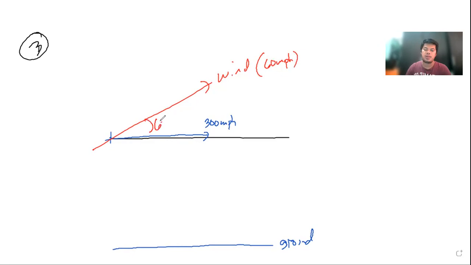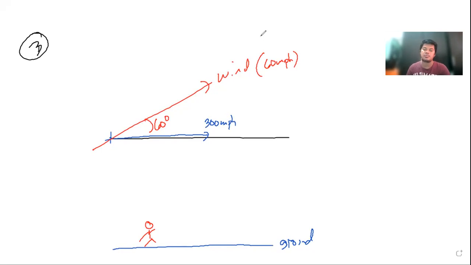So which is also acting at 60 degrees. If you are on the ground, the question is asking, from your own perspective, what is the speed of the plane? So for concurrent forces, we simply calculate.